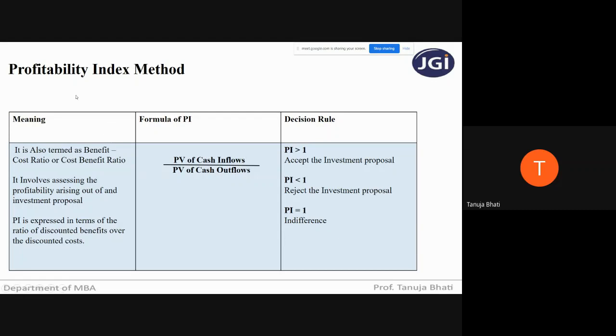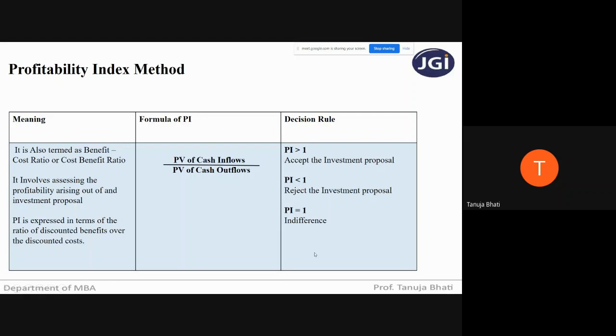Now, once again, I'm repeating, profitability index will be shown in the form of a ratio. Therefore, there is a division here. PV of cash inflows divided by PV of cash outflows. It is going to show what is your benefit cost ratio. Benefit is your inflows, cost is your outflows, and then you have to make the decision based on whether PI is greater than 1, less than 1, or equal to 1. Based on this, you are going to make the decision rule.